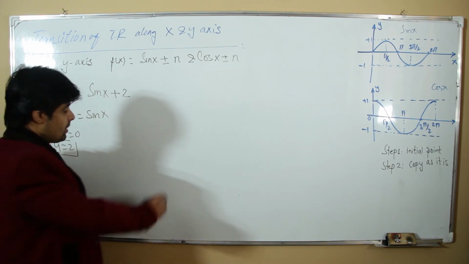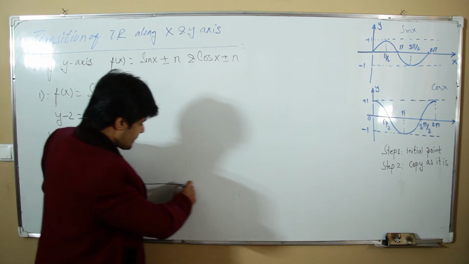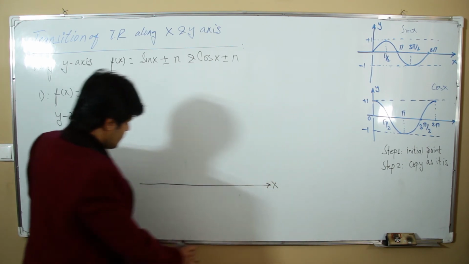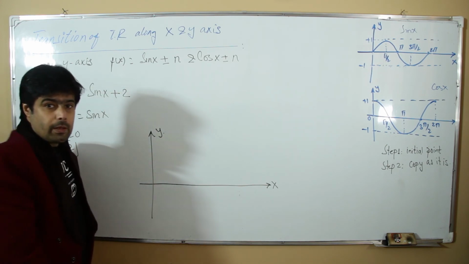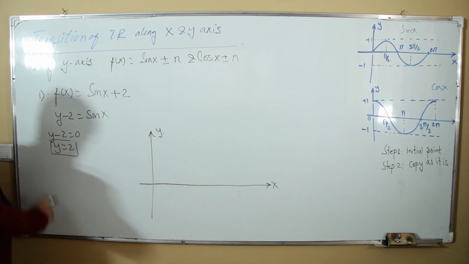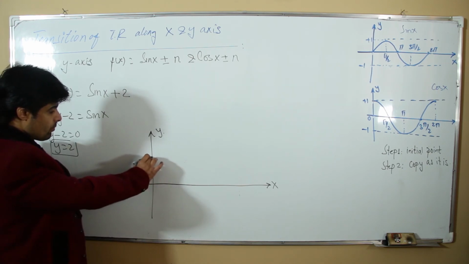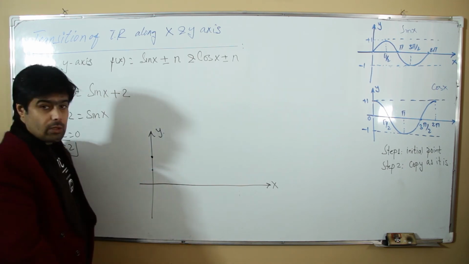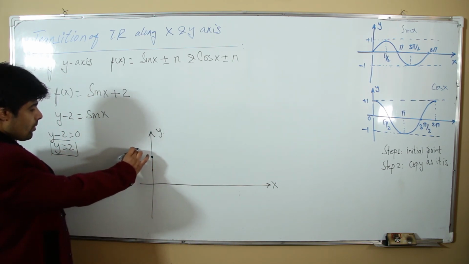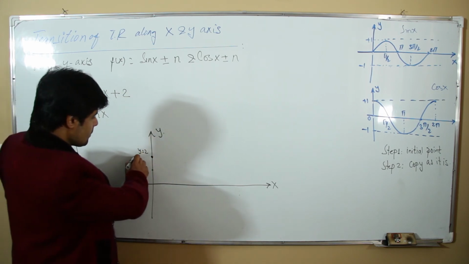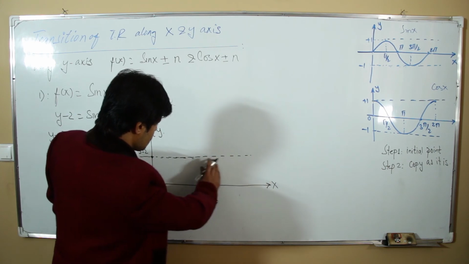If this is our x-axis, and this is our y-axis, now find y equal to 2. Y is a constant number, so we have a line parallel to the x-axis. This is y equal to 2. Am I right or not? Yes. This is our y equal to 2.